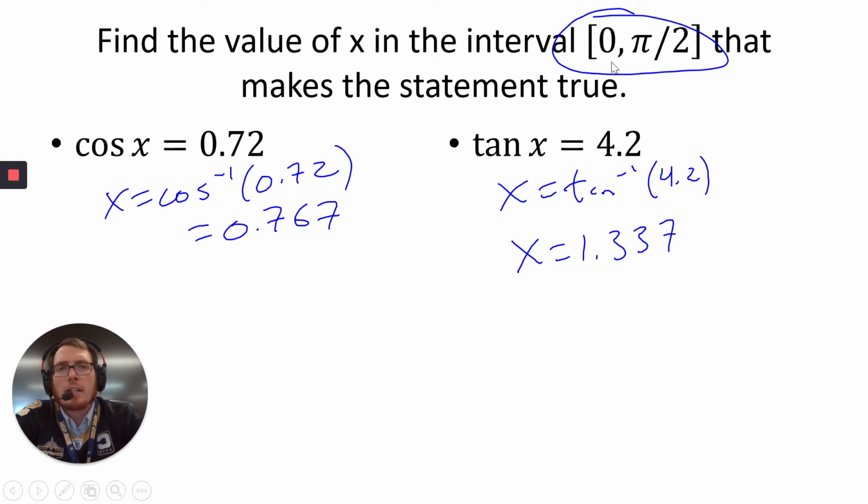Next is find answers from the interval 0 to pi over 2. This is a giveaway that you need to be in radian mode. Otherwise, it would say 0 to 90 like it did in the last chapter. And the rules are the same. You just got to make sure you're in the right mode. So cosine inverse of 0.72, and you'll get 0.767. Tangent, tan inverse of 4.2, and you should get 1.337. But again, your calculator has to be in radian mode to make it work.